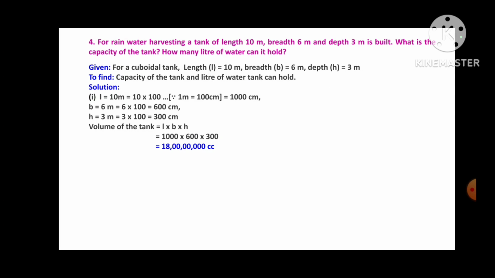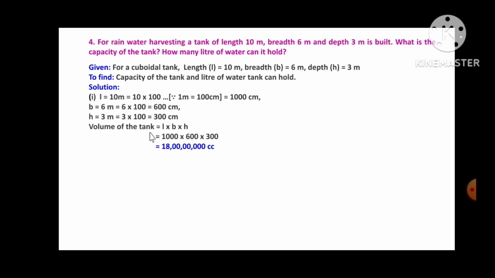Friends, the dimensions are in terms of meter, so we have to convert them into centimeter in order to find the capacity, how many liters the tank can hold. So we have to find the capacity of the tank, as well as how many liters of water it can hold. L is 10 meter, means 10 into 100. 1 meter is 100 centimeter. So 10 into 100 is 1000 centimeter. Breadth B is 6 meter, 6 into 100, 600 centimeter. H is 3 meter, that is 3 into 100, 300 centimeter.